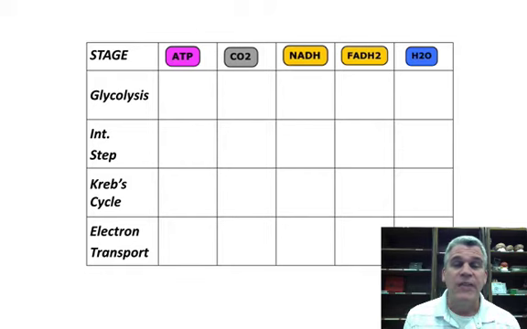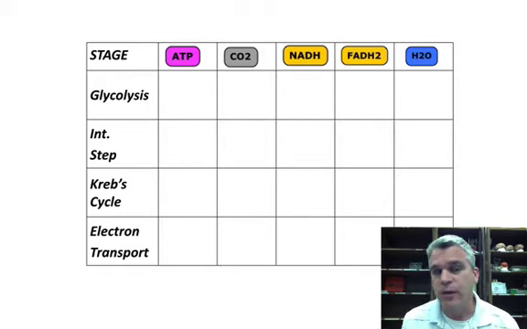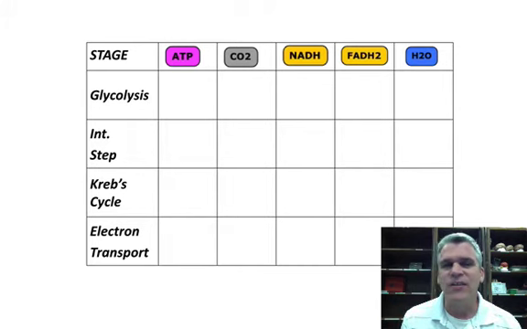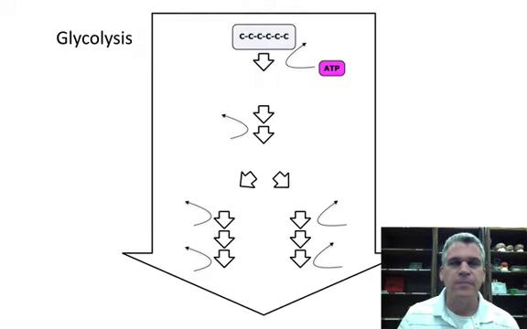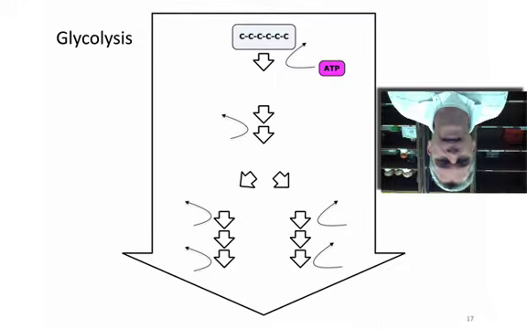Now real quick, if you take a look between glycolysis and the Krebs cycle, there's something called the intermediate step. It's technically not a stage of cell respiration, but there's a couple of reactions that happen, so we still talk about what's happening there. We're going to get started with glycolysis.